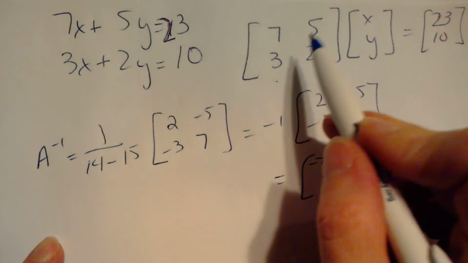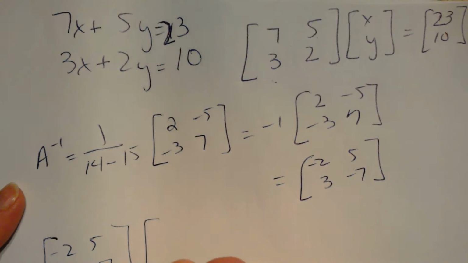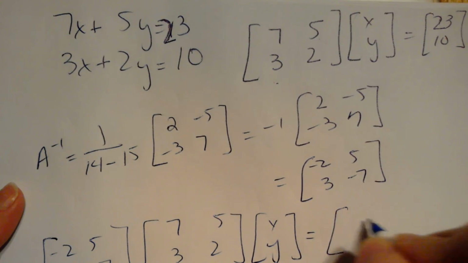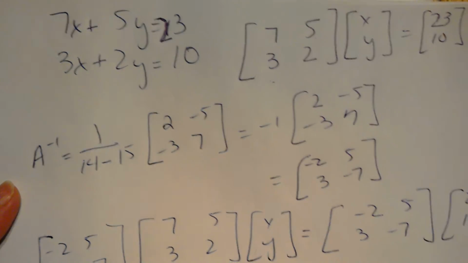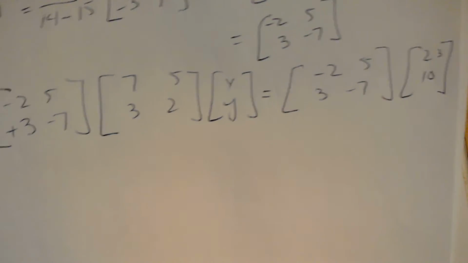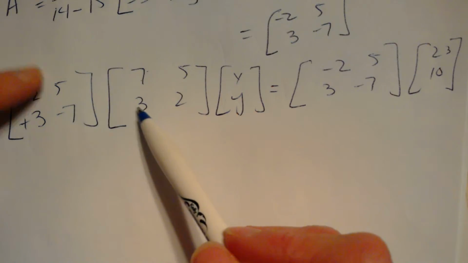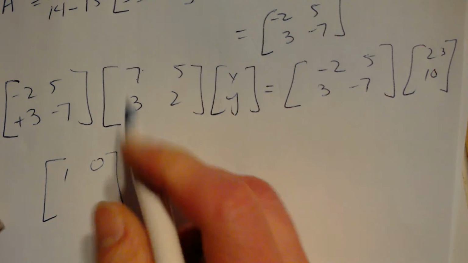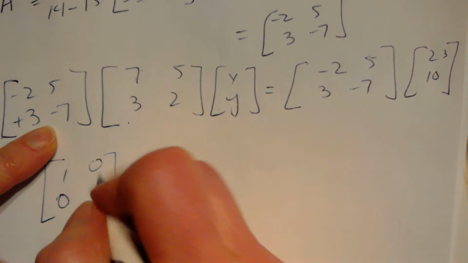Okay, so to solve this, I'm going to multiply both sides by that. So I've got negative 2, 5, positive 3, and negative 7, times 7, 5, 3, 2, times xy equals my inverse times 23, 10. Okay. So let's multiply these, just to check ourselves to make sure we didn't do something wrong. This one gives me negative 14 plus 15, that's a 1. And this row, negative 10 plus 10 is 0. Here I've got 21 minus 21 is 0. That's 15 minus 14 is 1. So it does work.